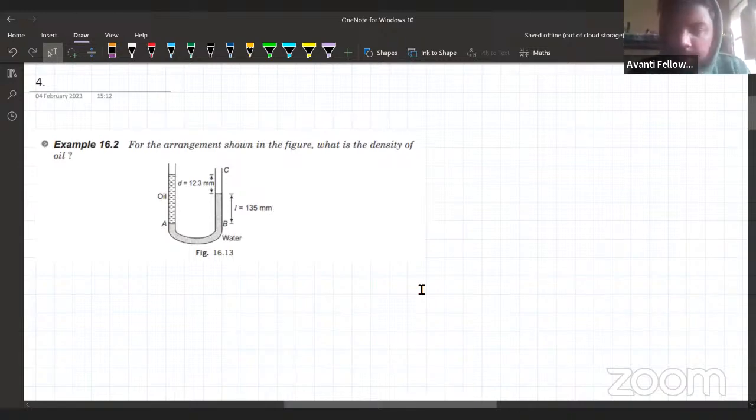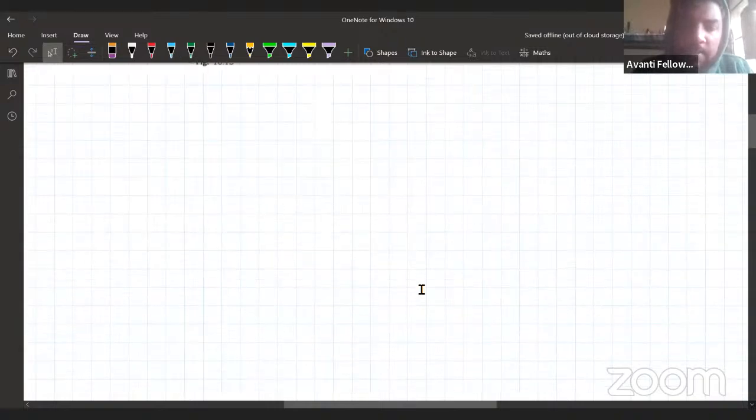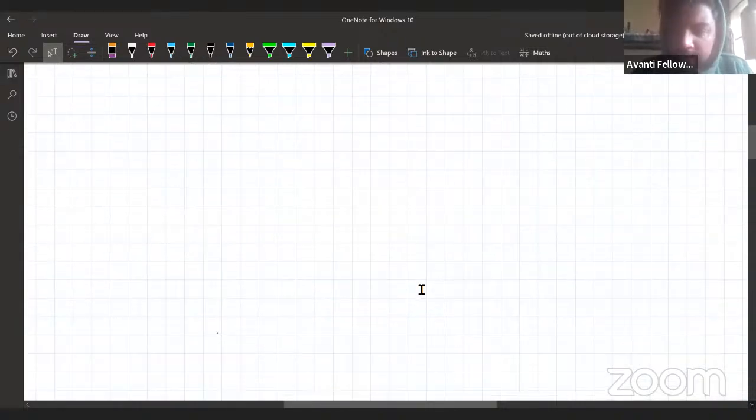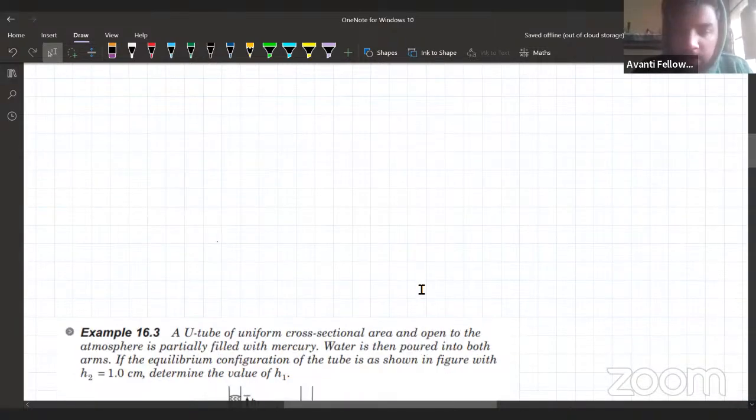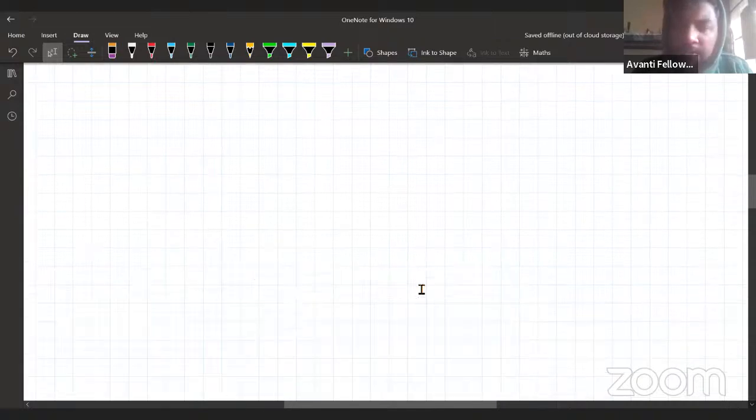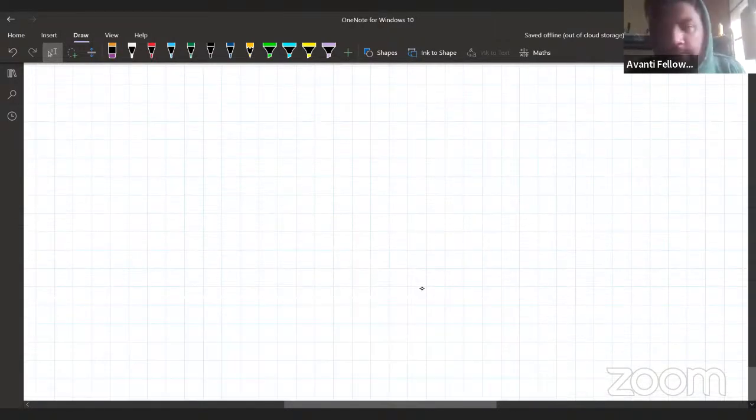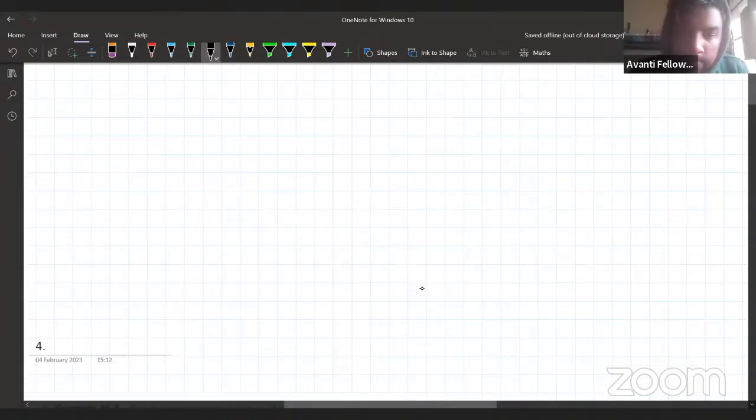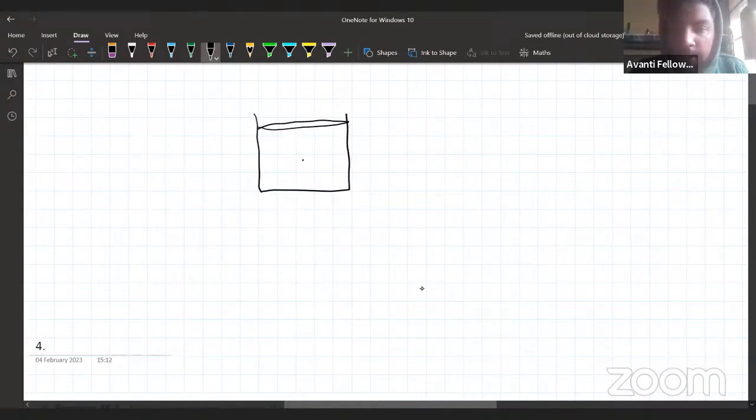So let's begin the class. Today we are going to solve a few questions. These are the questions I've selected. Before solving the questions, let me give you a quick recall. For example, if this is the container and I want to calculate the pressure at this point, which is H below at a certain depth, what are we going to do?